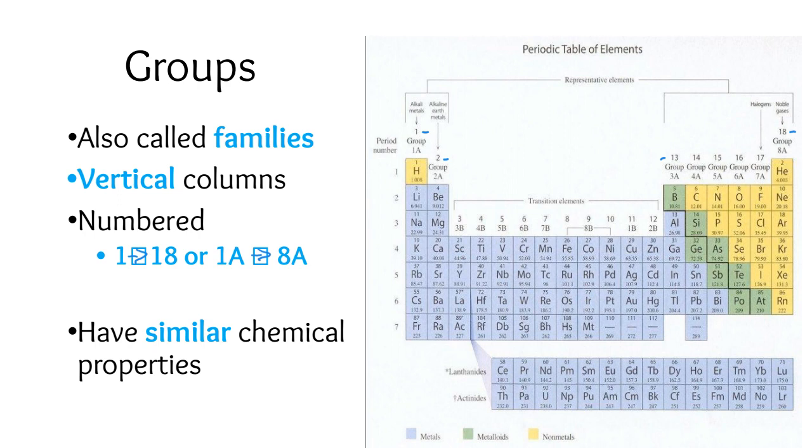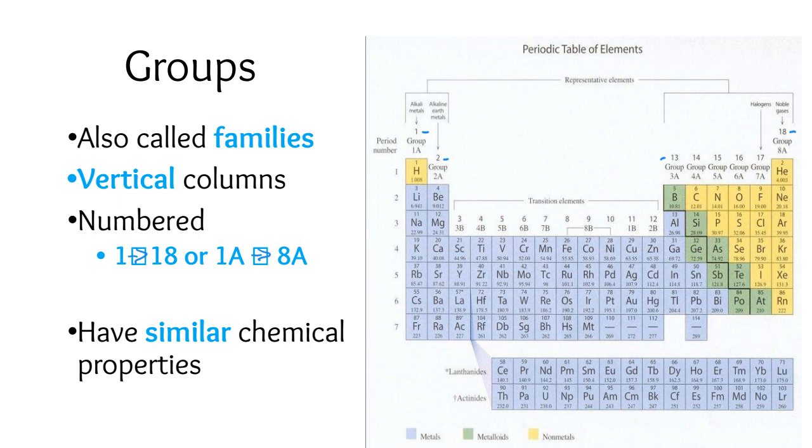So in these groups, or in these families, they have similar chemical properties. Their properties are either going to be really, really similar, or they're going to be almost exactly the same as you look up and down these columns. So up and down, you have similar properties.